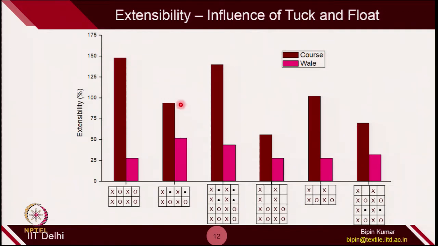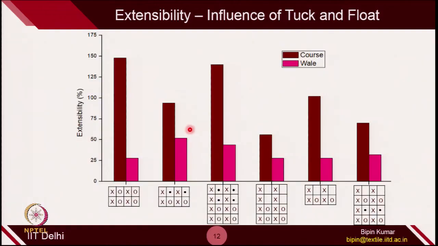This is the difference when you have more tuck, naturally the fabric will already become wider. If the fabric becomes wider, the loops are already opened up in tuck. Once the loop is already opened up, it has not too many chances to further open up the other loops. That is why the extensibility is reduced. If you see in wale direction, the extensibility is increasing. Here you can see it is around 25%, but here it is around 50%.